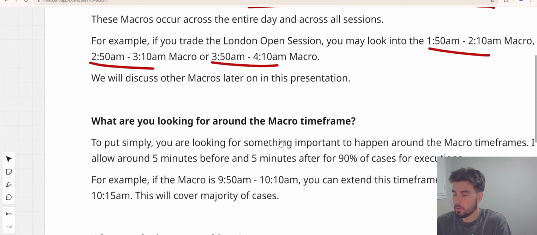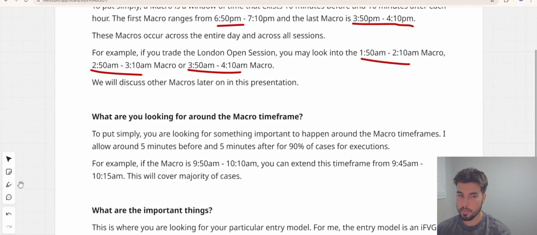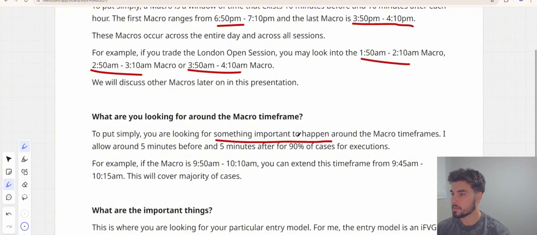Step number 2, what are you looking for? Like what are you looking for around that macro time frame? To put it simply, and this is the best way to put it, you're looking for something important to happen. And later on in this video, we are going to define what this word means. What do I mean by important? It's going to revolve around using inversion fair value gaps and low resistance liquidity. And we'll get through a few examples later in this video.